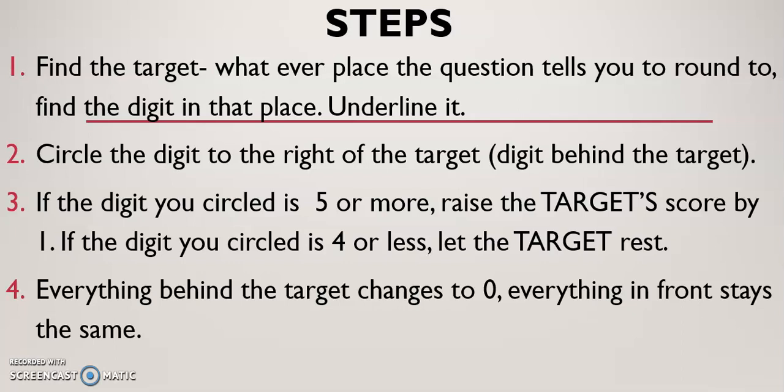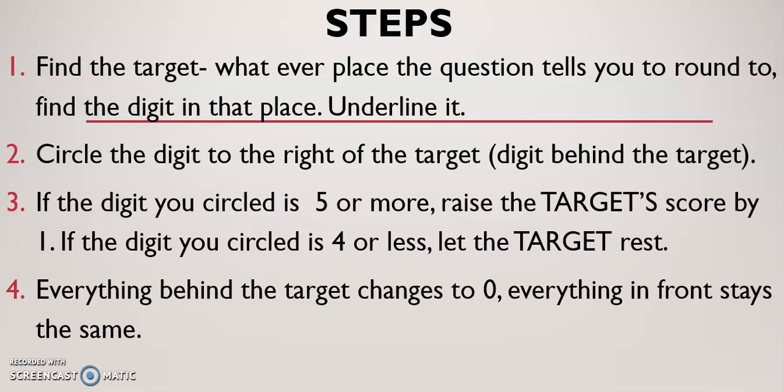The steps that we use. First, you're going to find the target, and the target is whatever place the question tells you to round to. Find the digit that's in that place, and that digit is what we call the target, and you're going to underline that digit. Step 2, you're going to circle the digit to the right of the target, or the digit that's sitting behind the target.